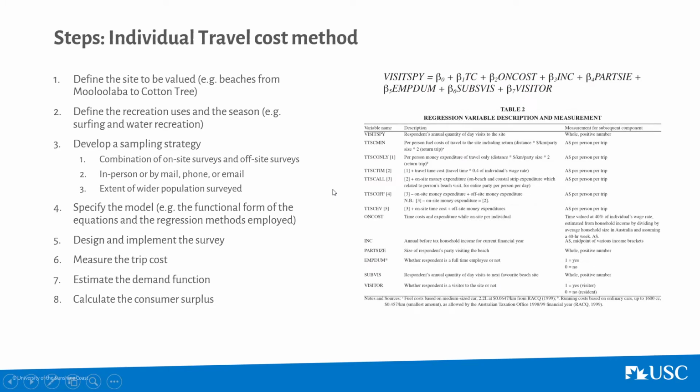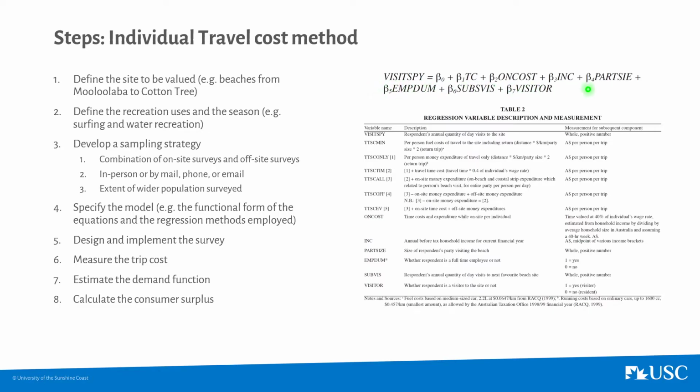Then we would need to undertake this regression analysis. So we would set up some kind of functional equation here. This is an example that I took from a paper. Here, this particular variable is the visits per year. So our dependent variable in this case is actually the number of visits per year. So how many times do they go to Mooloolaba Beach?